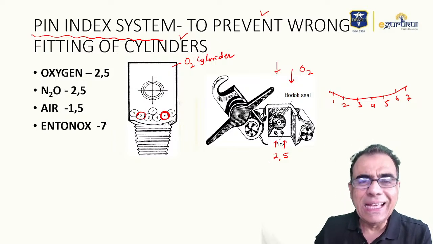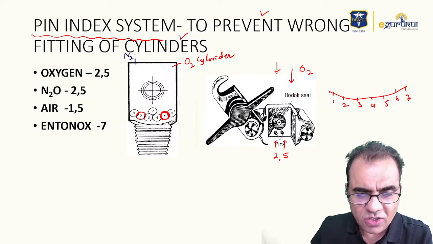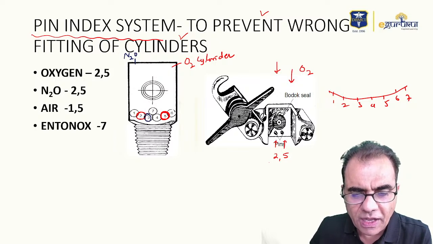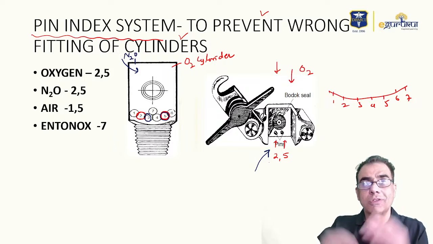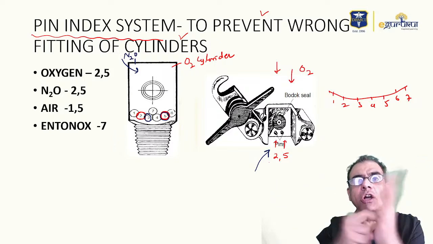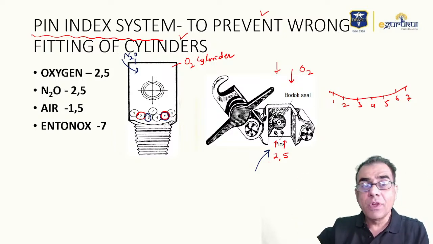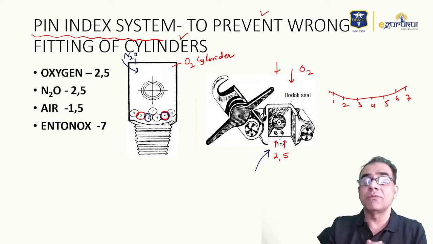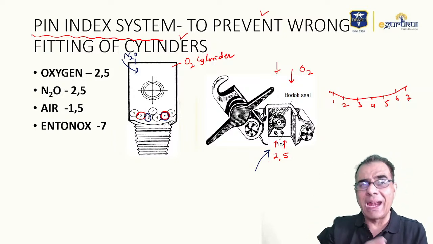If we check a nitrous oxide cylinder, the hole positions will be 3 and 5. So if you try to fit nitrous oxide at the place of oxygen, will you be able to? No, because the holes and pins will not match with each other. So if holes and pins do not match, how will you fit the cylinder? This is a very important safety mechanism, because by chance somebody may place nitrous oxide at the place of oxygen and the patient receives 100% nitrous oxide, and the patient is definitely going to die.